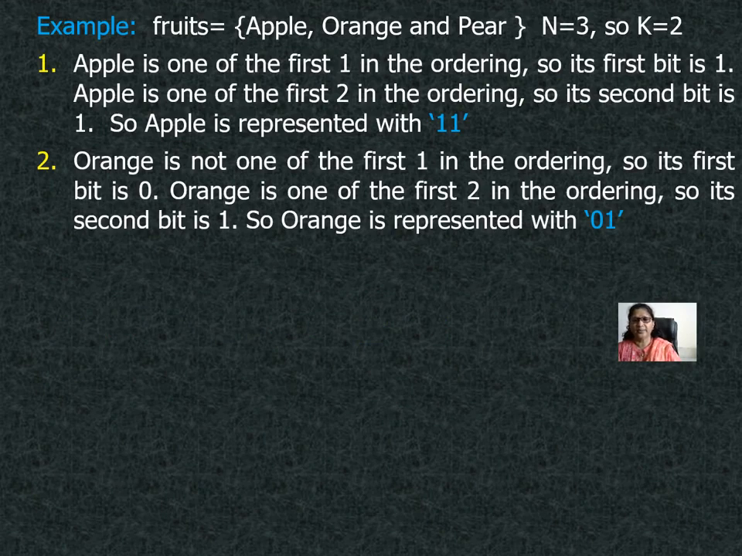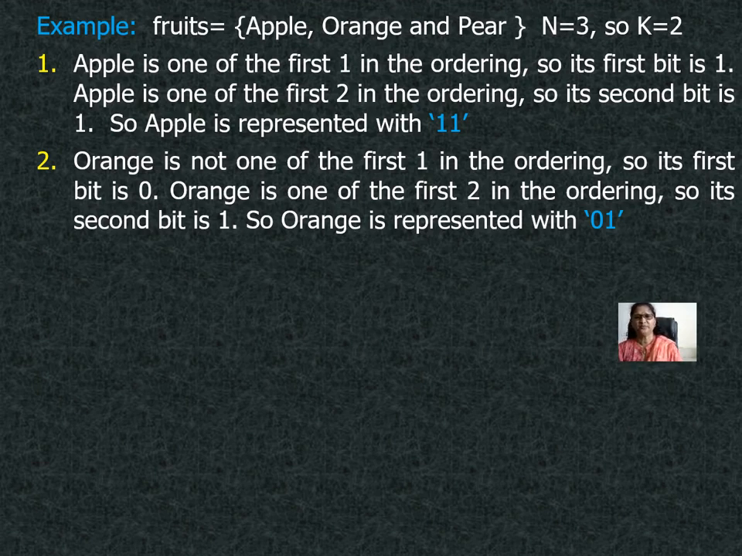Let's understand this encoding scheme with one example. Let fruits be a set which has 3 members, that is 3 states: apple, orange and pear. And we want to represent these with binary numbers. For representing them with binary numbers, 2 bits will be sufficient because 2 raised to 2 is 4 and 3 is less than 4. So we will go for 2 bits.